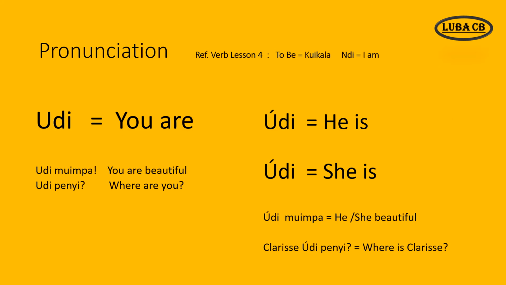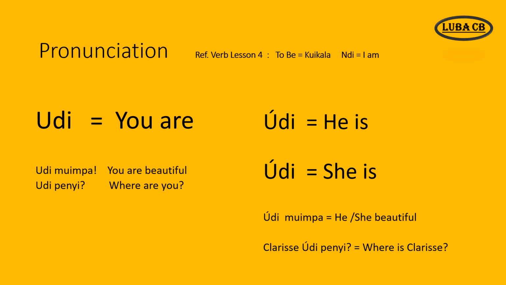Okay, pronunciation for the verb to be. Kwikala for you are, he is, and she is. I am is Nji. You are is Uji. Uji, it's very direct. Uji Mwimpa, you are beautiful. Uji Penye, where are you? Uji.